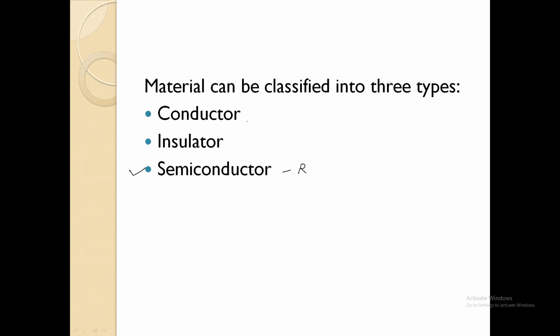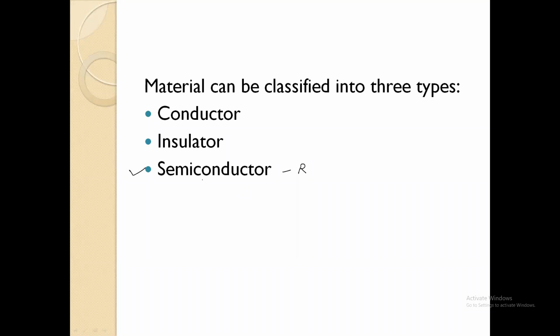And another point, we know that conductor materials have a large number of free electrons, so that the current can flow through it. Insulator materials have no free electrons, so that no current will flow through an insulator. And the semiconductor material consists of a medium number of free electrons, so that it shows the property of a conductor as well as an insulator.